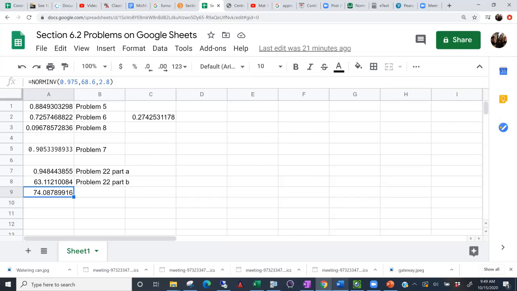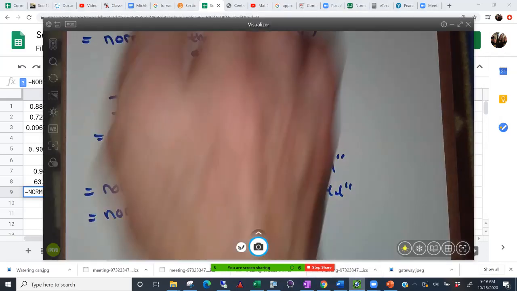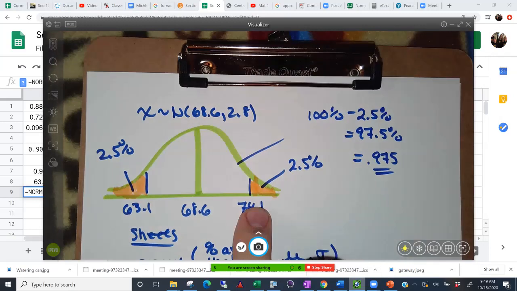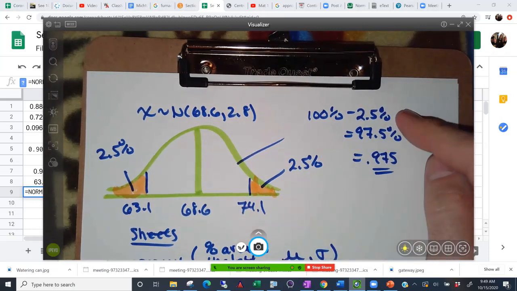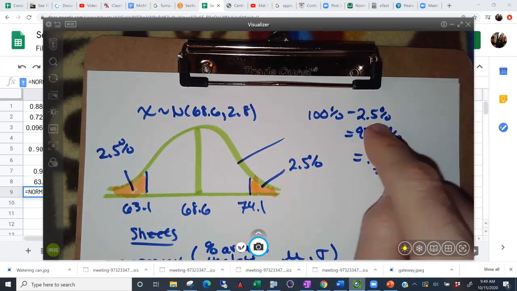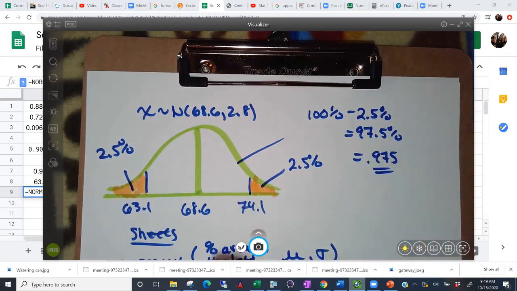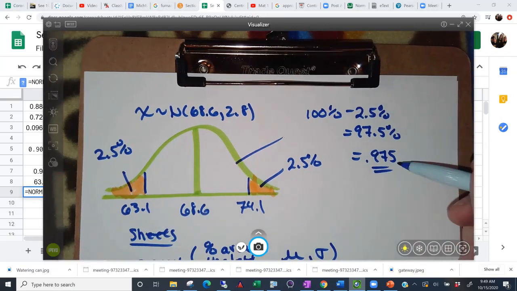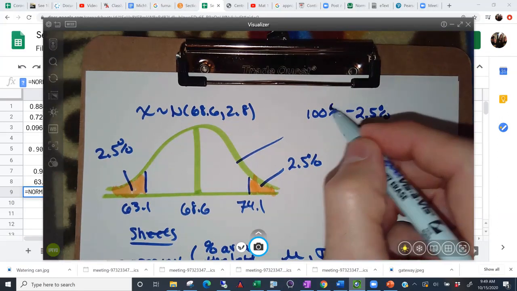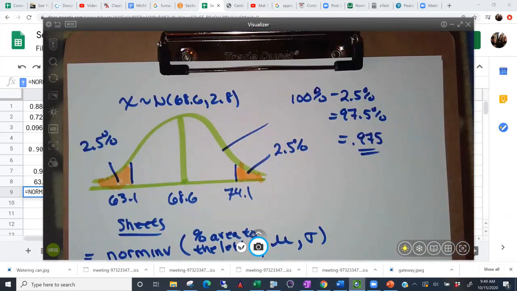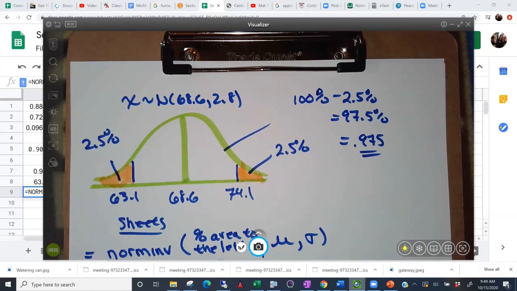So where's the 97.5? What area is that? Is that the left or the right? That's the area to the left of this point. So let me show the graph again. If 2.5% of the area is in the right tail, then the rest of it, 100% minus 2.5%, means 97.5% of the area is in the left. And 97.5% is 0.975 as a decimal. Does that help? Yeah. Okay, thank you.